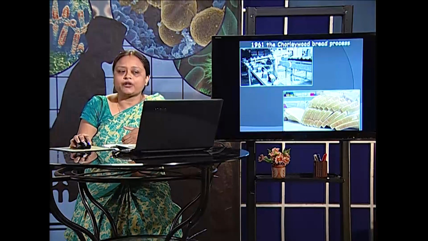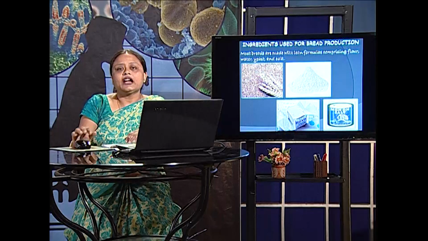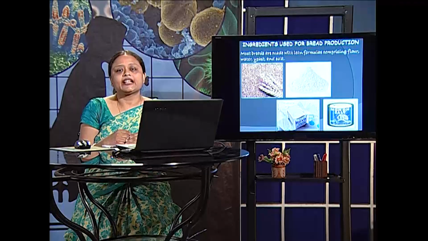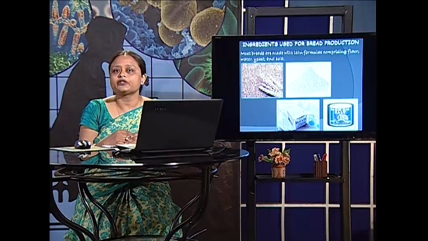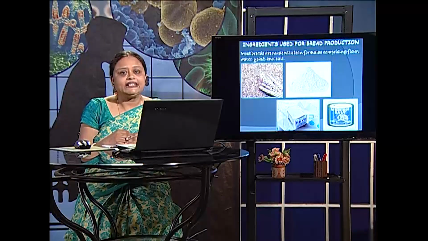In 1961, the Chorleywood bread process automated production, and in Europe and especially in the US, we see this process, and whiter bread could be procured from those times. Now, let us briefly understand the ingredients that we require for bread production. There can be two formulas, one a lean formula and another a premium formula.